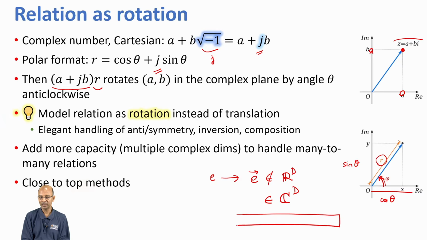So if I say, say d is equal to 5, there will be 5 complex numbers, each with its real part and imaginary part. So there will actually be 10 real numbers representing that entity. Now, complex embeddings and certain interesting functions, combining them, give close to the best possible performance in contemporary knowledge graph completion tasks.